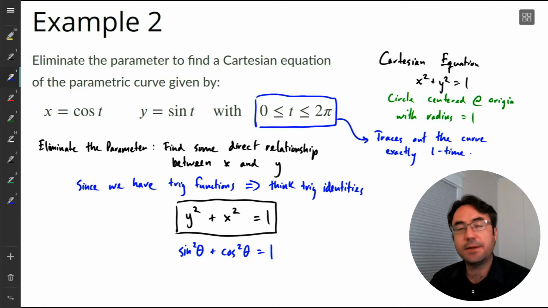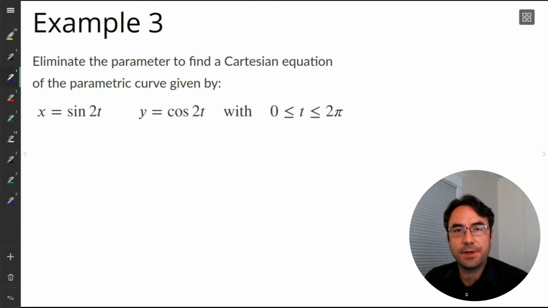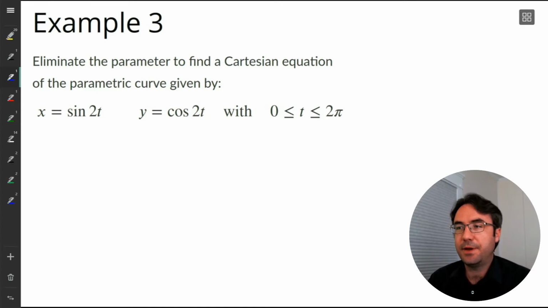Let's look at a related parametric curve. So let's do example 3, we have x equal to sine of 2t, y equal to cosine of 2t, where t is between 0 and 2 pi. We want to eliminate the parameter to find a Cartesian equation that describes this parametric curve. And again, we want to find a relationship between x and y.